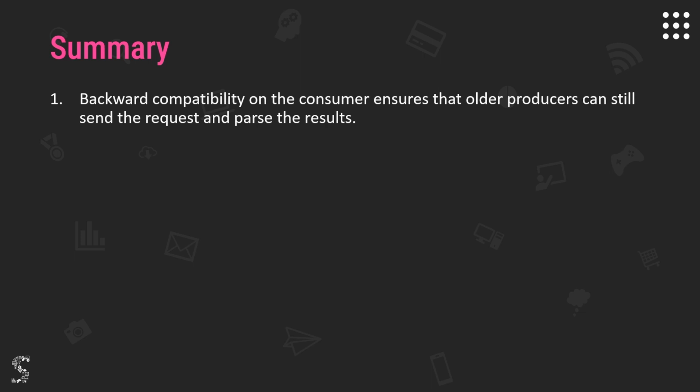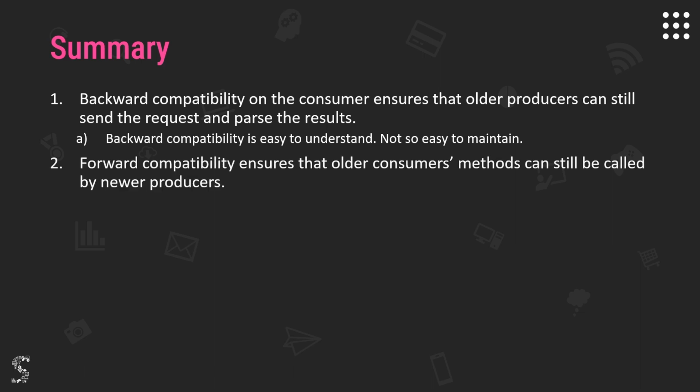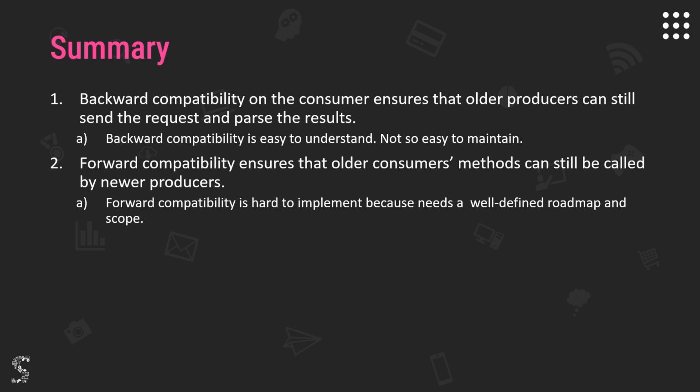Summary. Backward compatibility on the consumers ensures that older producers can still send requests and parse the results. Backward compatibility is easy to understand because we already understand the previous behavior, but it is not easy to maintain. Forward compatibility ensures that older consumers' methods can still be called by newer producers. Forward compatibility is hard to implement because it needs a well-defined roadmap and scope.